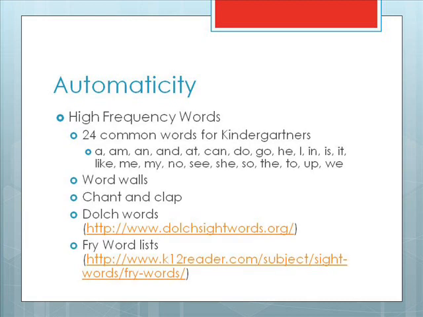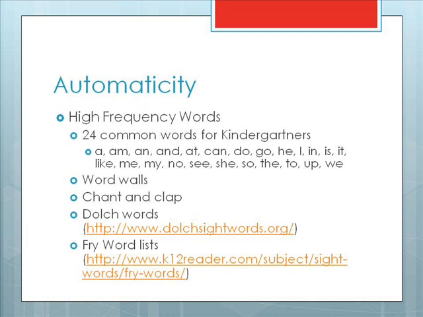Students acquire a large stock of words that they know immediately and read correctly because it is impossible to analyze every word read. High-frequency words are the most common words that readers use again and again. Researchers have identified 24 common words that kindergartners learn to read. They are shown here.